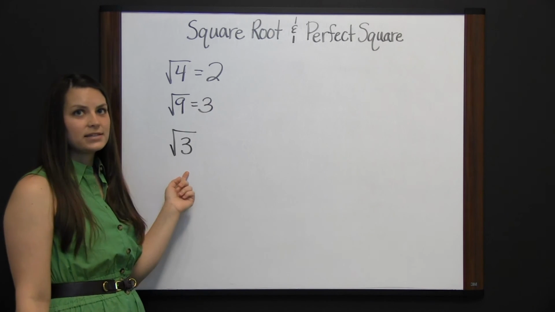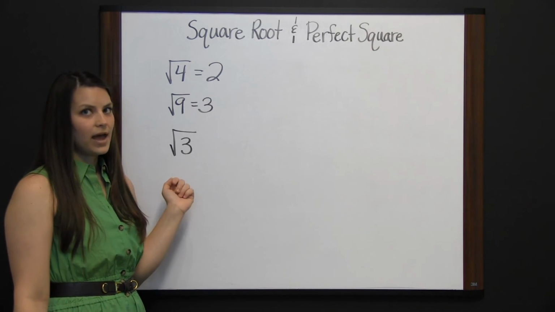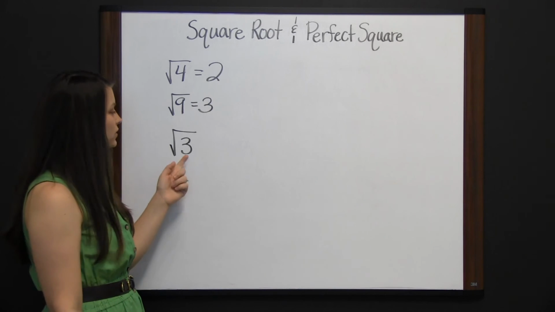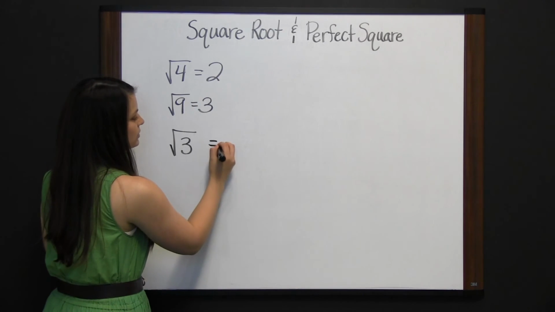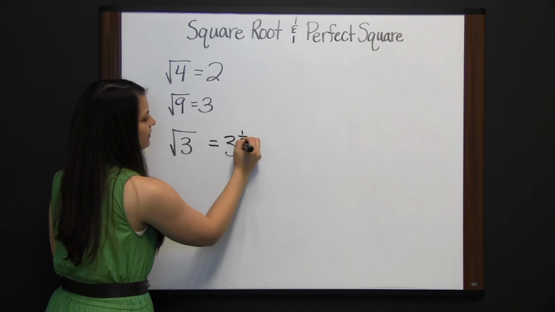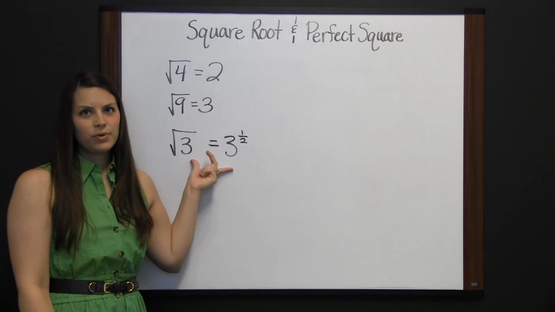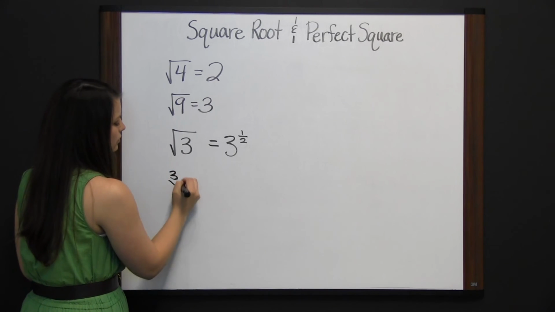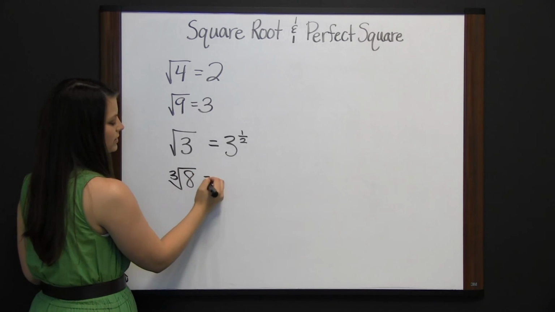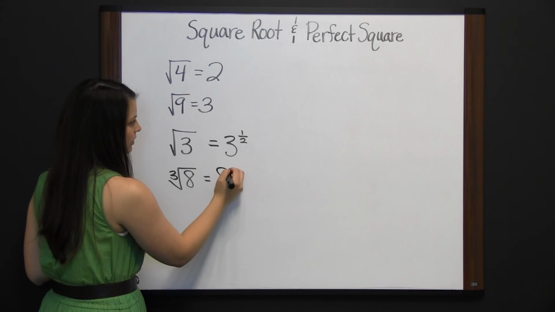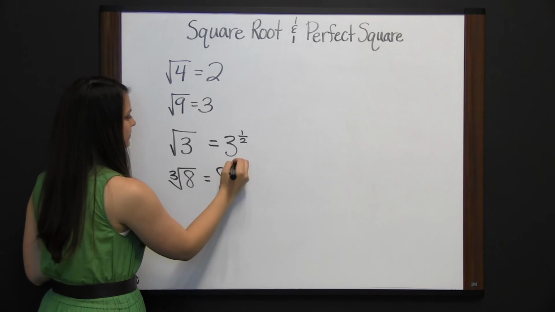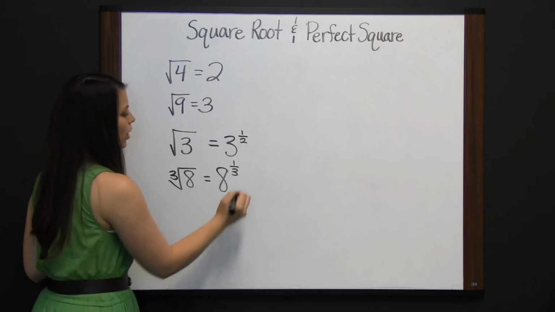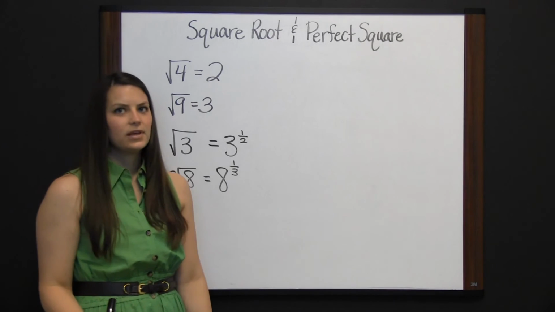Roots can be expressed in exponential form as fractions. So the square root of 3 we could write as 3 to the 1/2 power. These are equivalent. You could write the cube root of 8 also as an exponent with a fraction. So that'd be 8 to the 1/3 power.